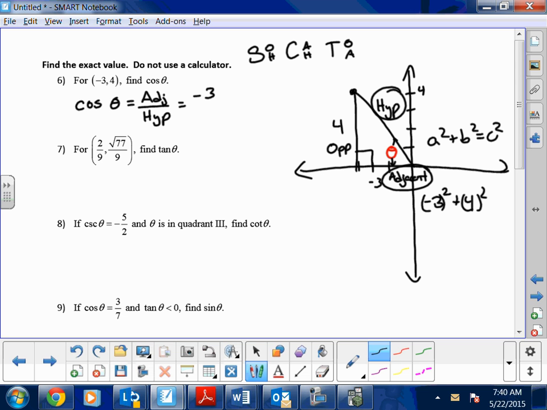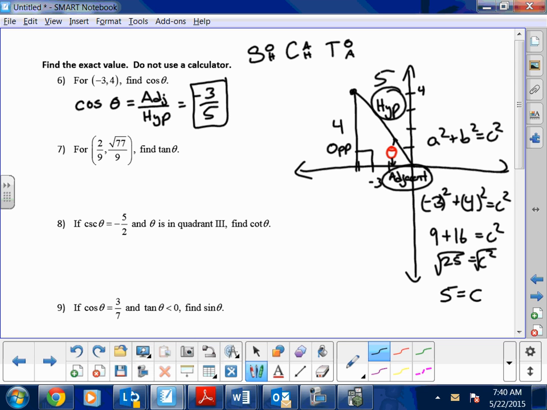Which means when I mention 3, 4, 5, my answer is going to be 5, because this comes out being 9. 16 is equal to c squared. This becomes 25 is equal to c squared. Take the square root, you find out that c is equal to 5. So really, this is a value of 5. And there's your answer.